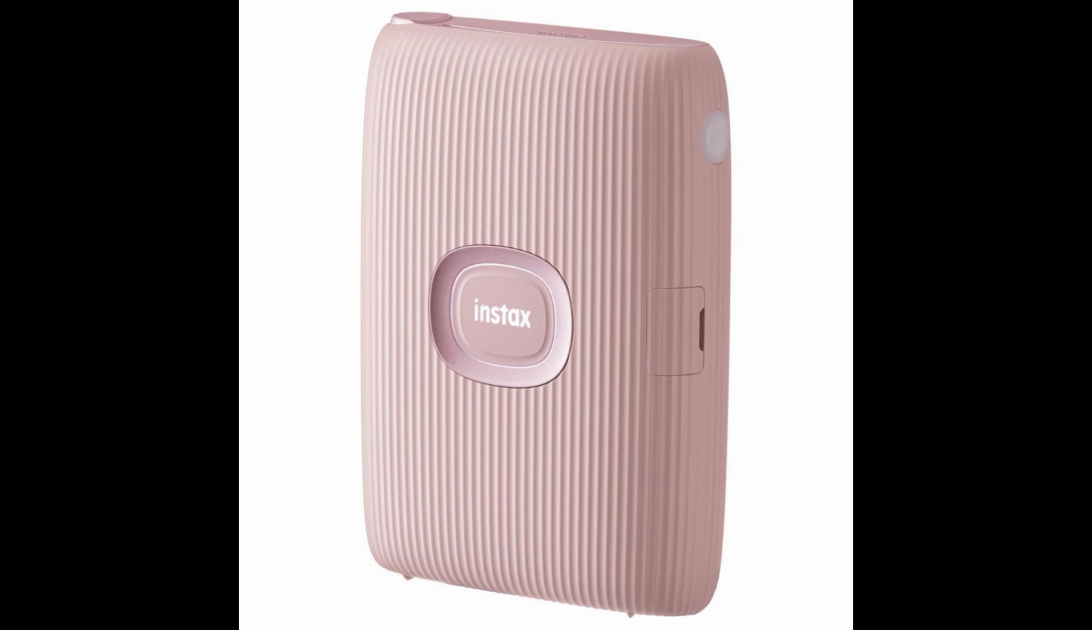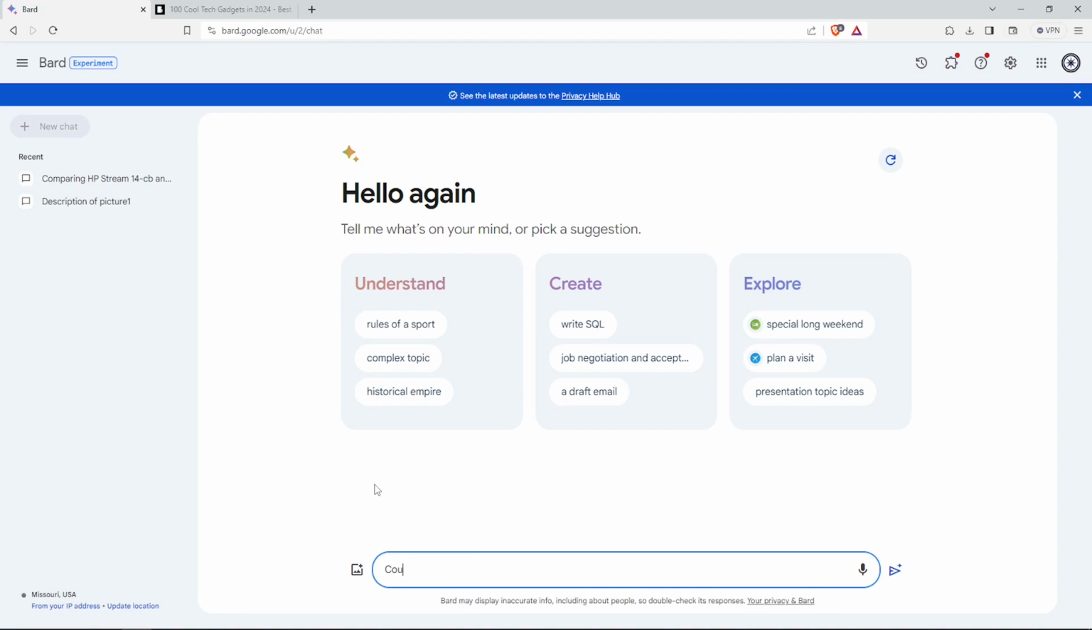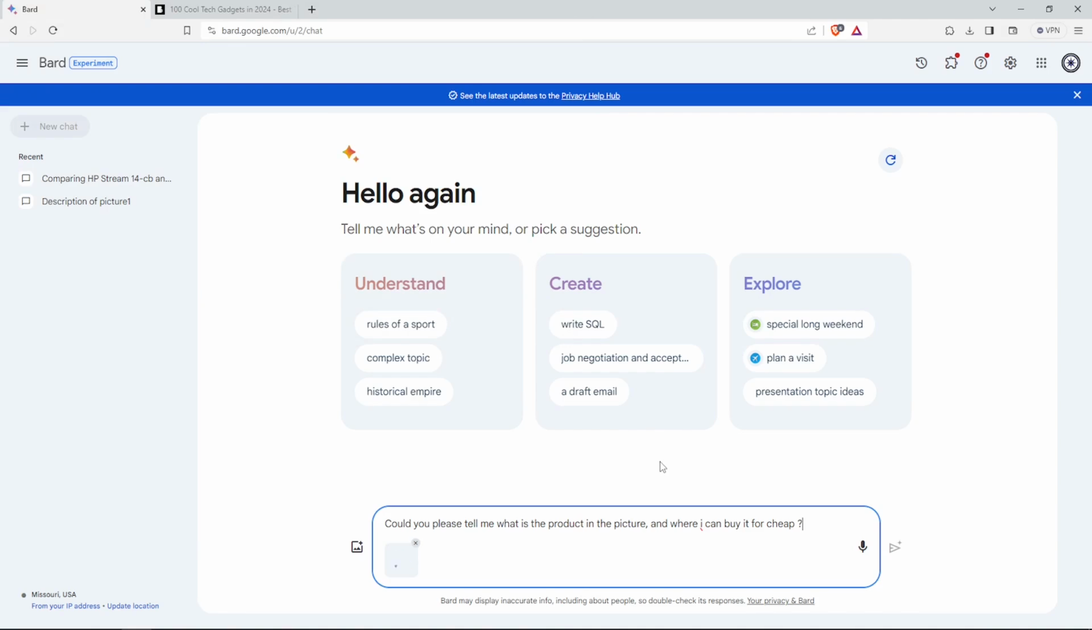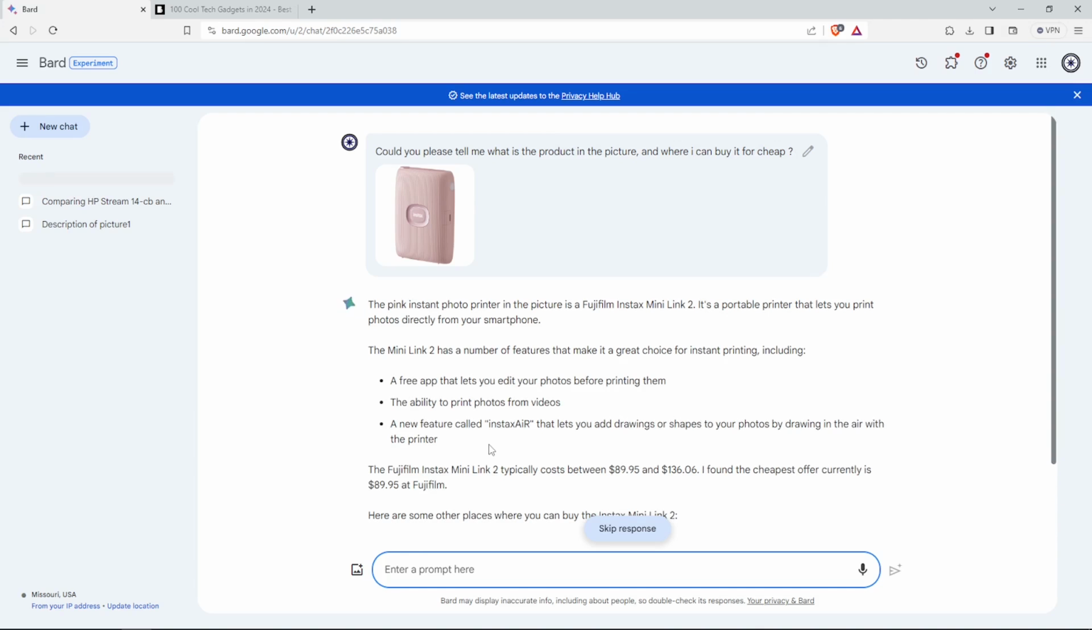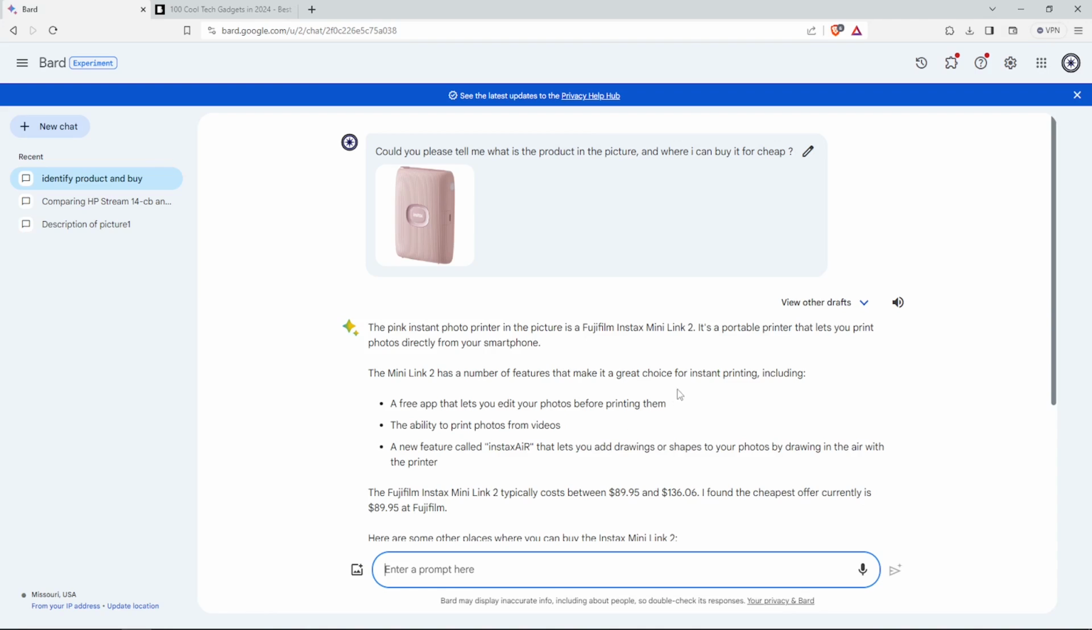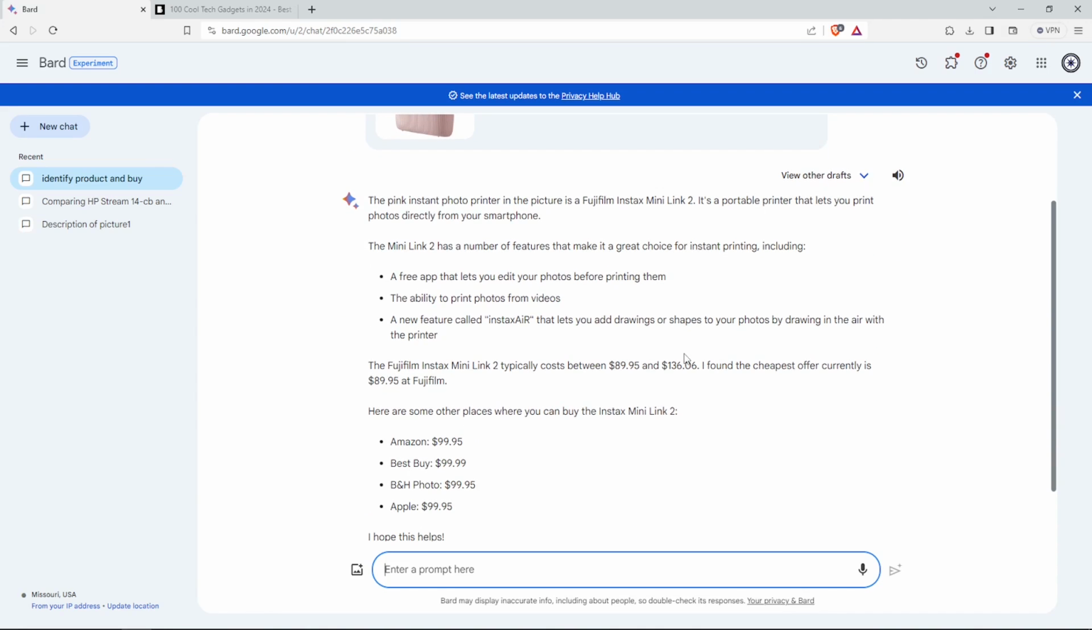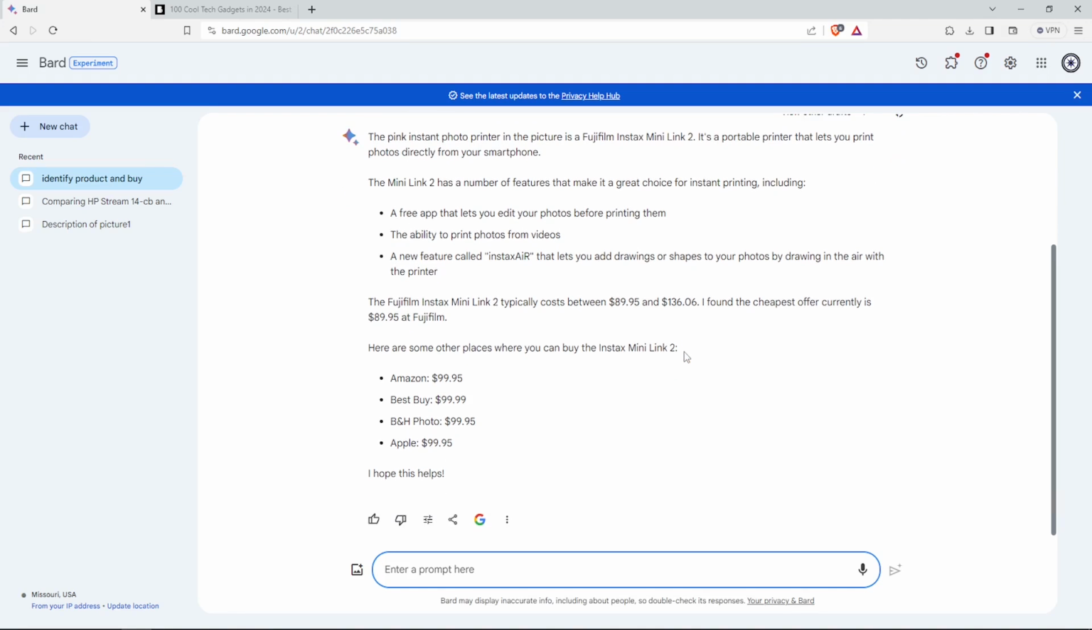The third scenario would be if we have a picture of a product but we don't know its name and where to buy it cheaply. As you can see, Bard will identify the product and not only tell us where to buy it for a cheap price, but it also tries to fetch the cheapest offers online.